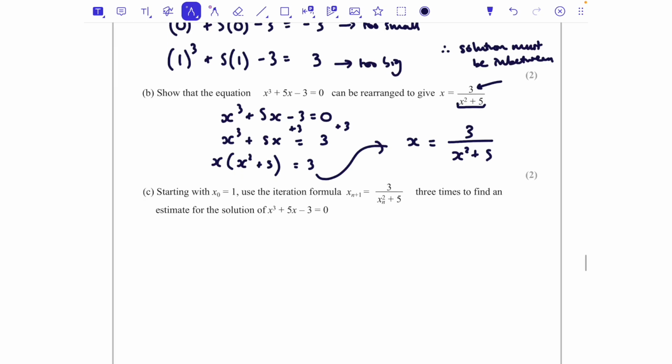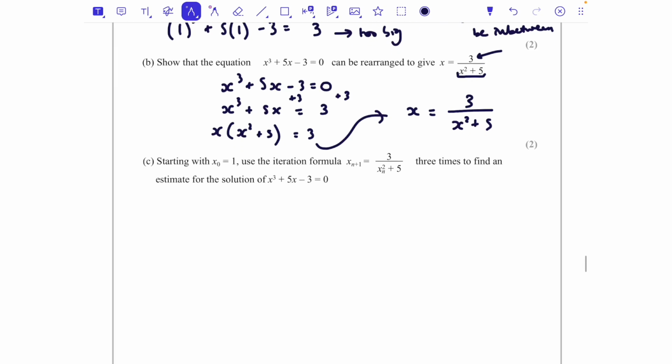For part C, starting with x naught equals 1, use the iteration formula 3 times to find an estimate for the solution. So whatever they give you as your starting value, x naught is your starting value, you're going to type that in your calculator and hit equals.